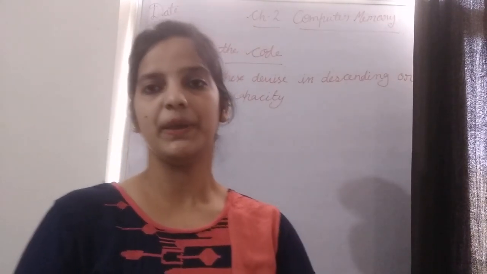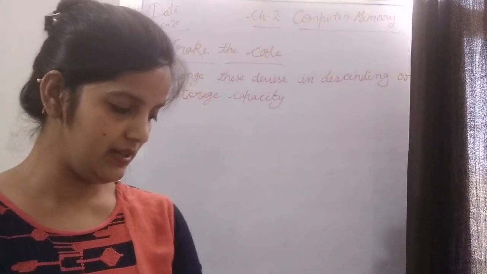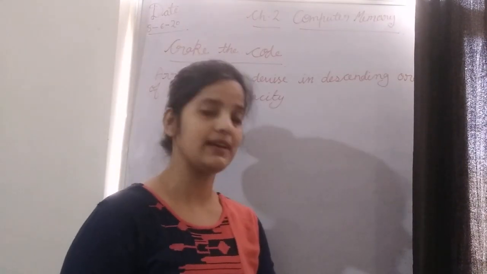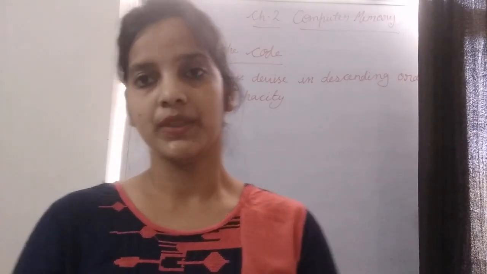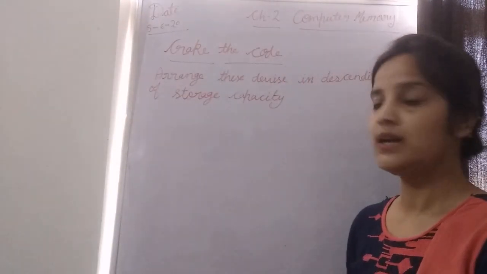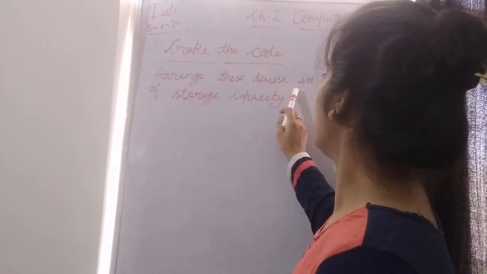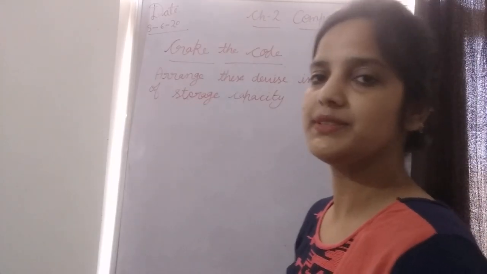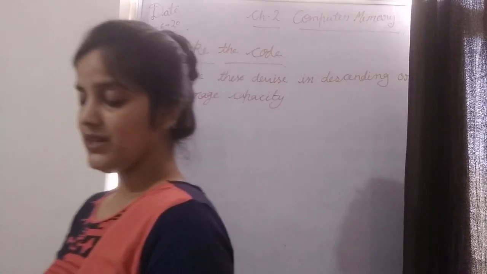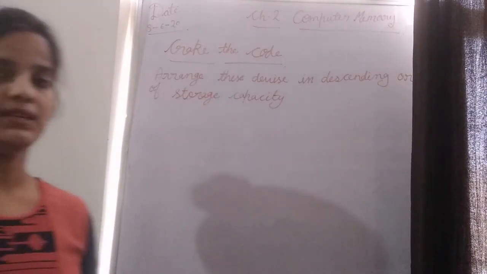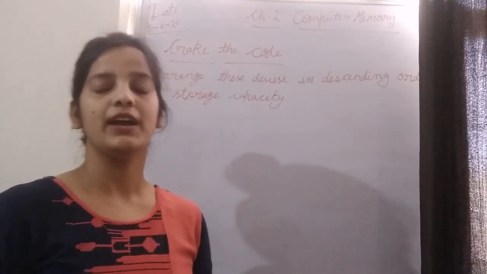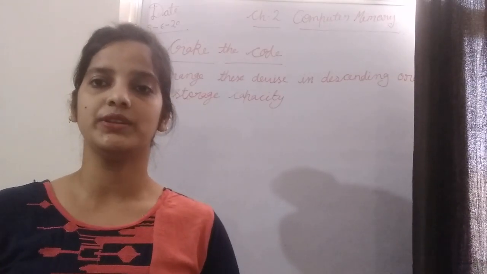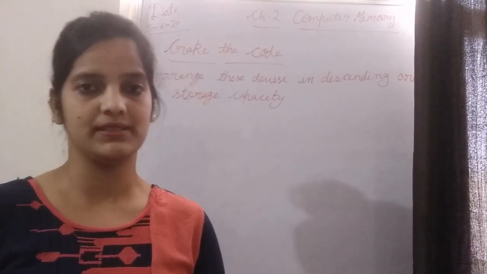So open page number 23 and do the exercise, crack the code. Okay, now see, arrange these devices in descending order of storage capacity. So there are some devices given, and we have to arrange them according to their storage capacity.